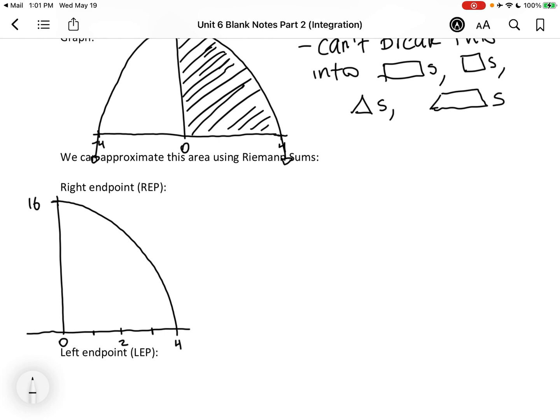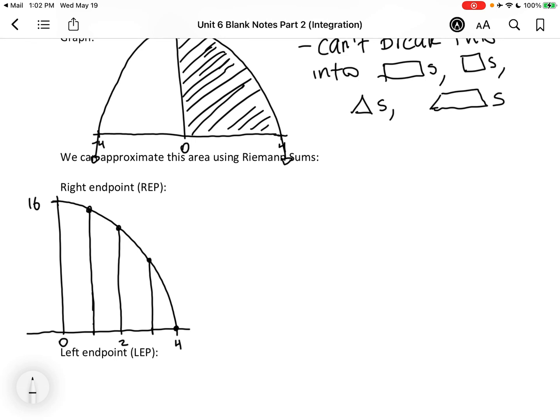There we go. And the idea is that we're looking at what's the y value here? What's the y value here? What's the y value here? And what's the y value here? And with Riemann sums, we're going to do this by approximating the area with rectangles.